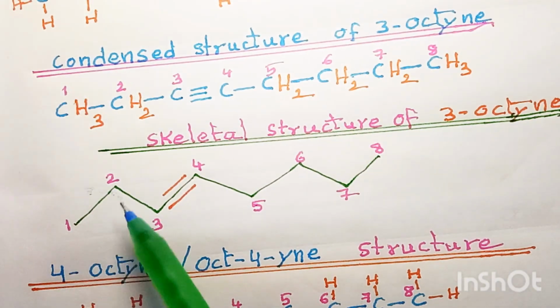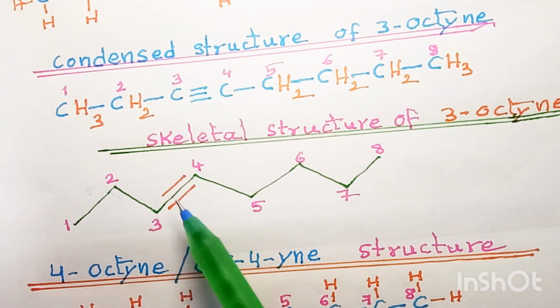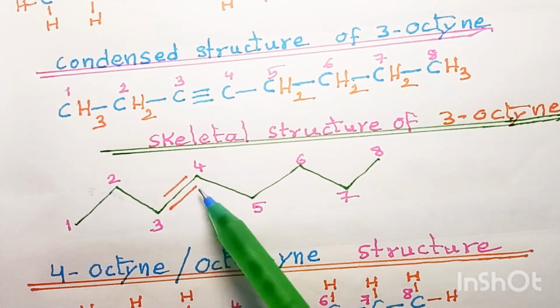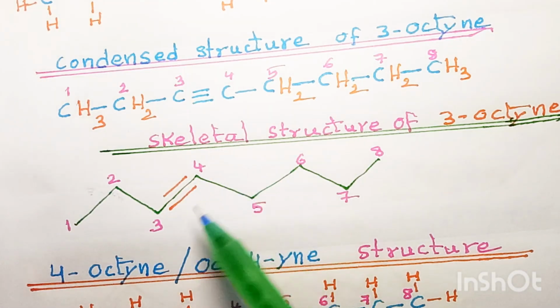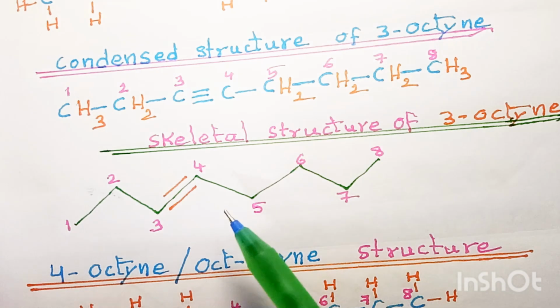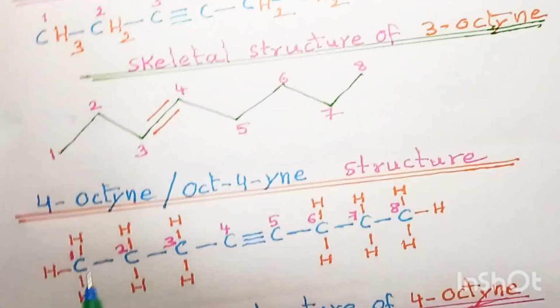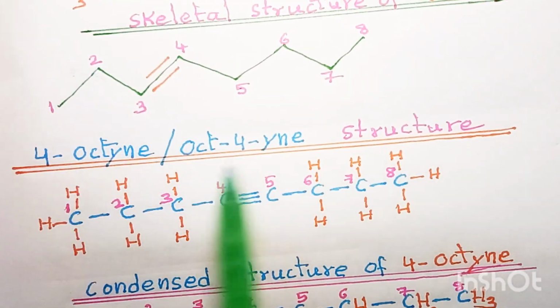The skeletal structure will be like this. So you draw 2 more bonds between 3 and 4. That becomes 3-octyne. Okay. Let's see 4-octyne if it is possible.